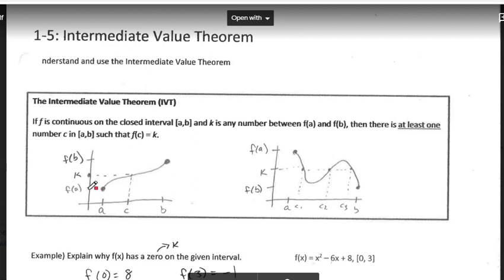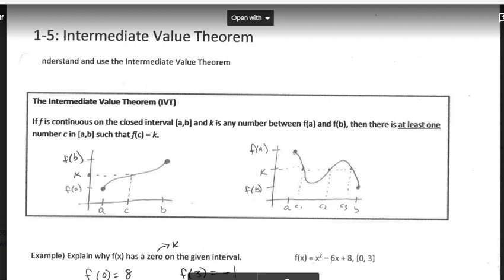So the height of this function starts at f of a and then goes up to f of b. And k is a number that's between f of a and f of b. So k is right here on the y-axis. This theorem tells us that if this is all true, so it's continuous, goes from f of a to f of b in height, then that means if k is in between f of a and f of b, there has to be some x value on this interval such that f of c equals k.